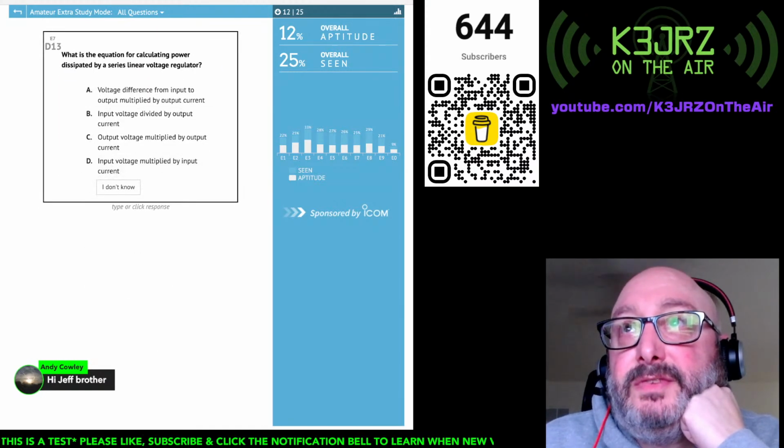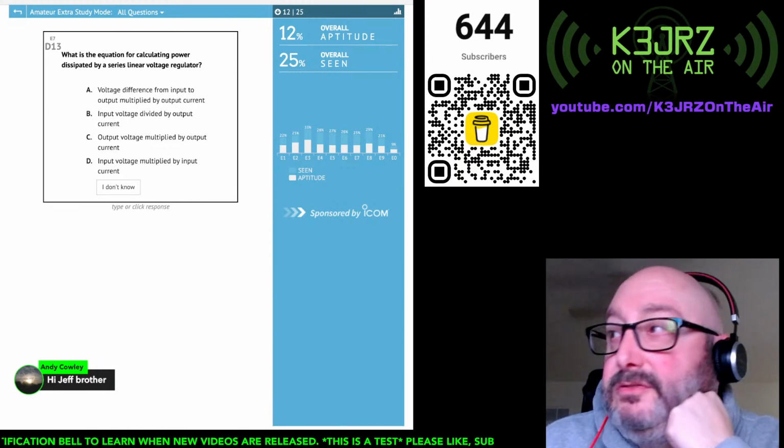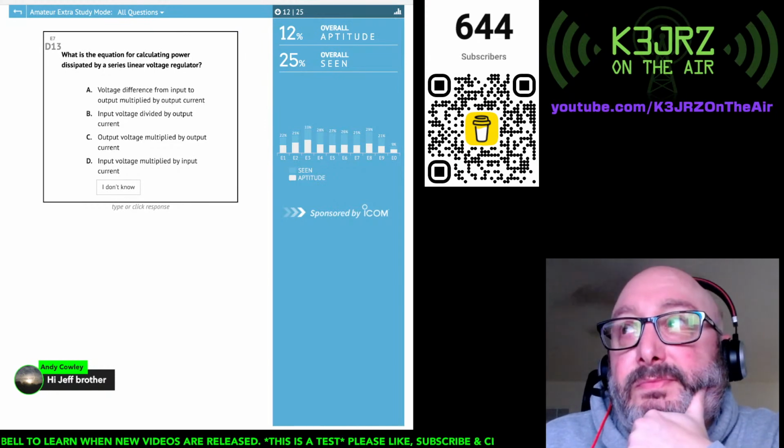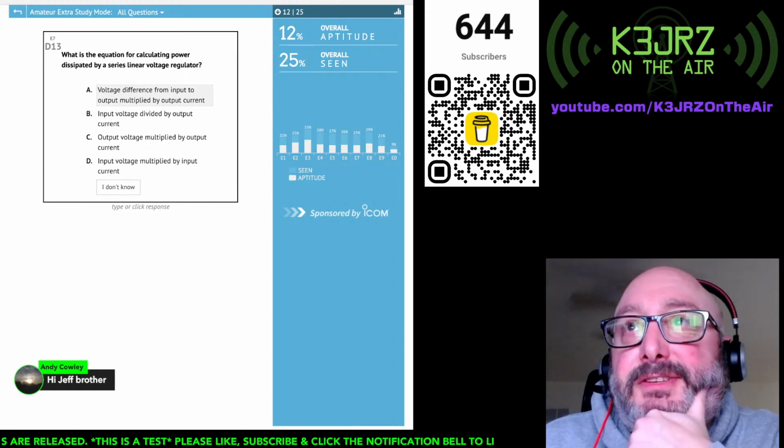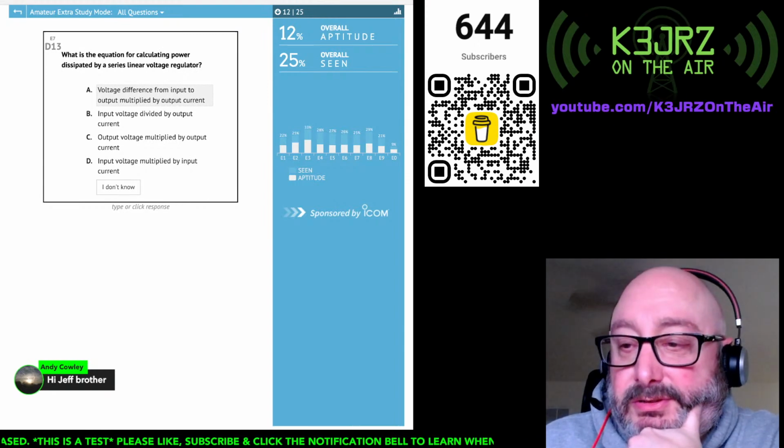What is the equation for calculating power dissipated by a series linear voltage regulator? Voltage difference from input to output. You guys have any clues on how to do this?